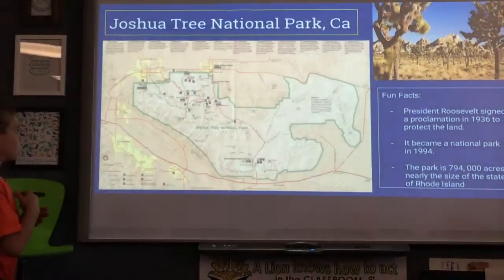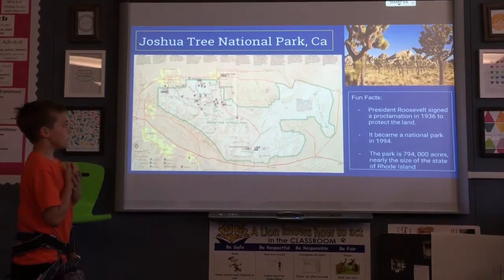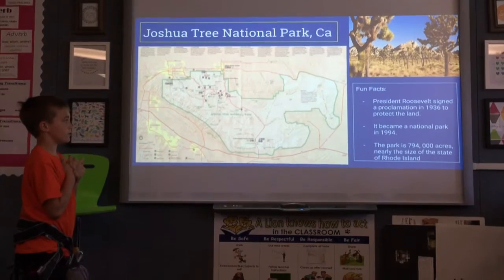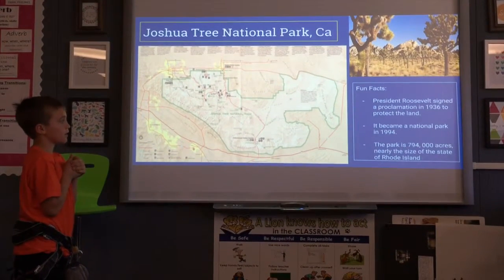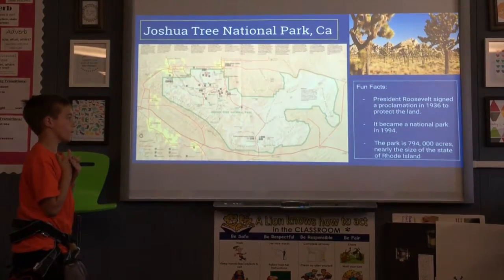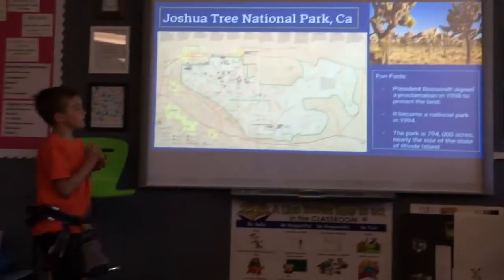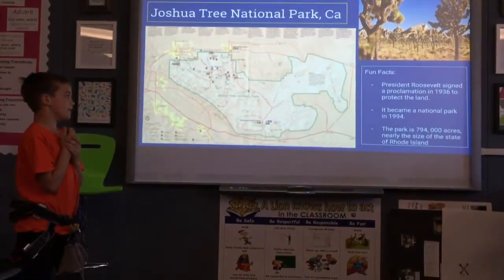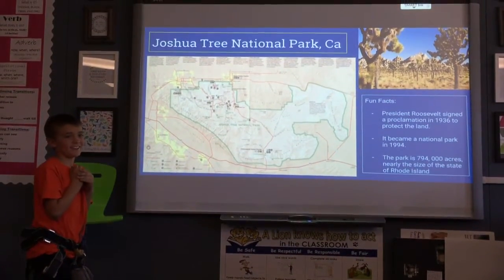If you are wondering who made Joshua Tree a national park, President Roosevelt actually signed a proclamation in 1936 to protect the land, and then it became a national park in 1994. Joshua Tree is 794,000 acres of land, nearly the size of the state Rhode Island. That's really big.